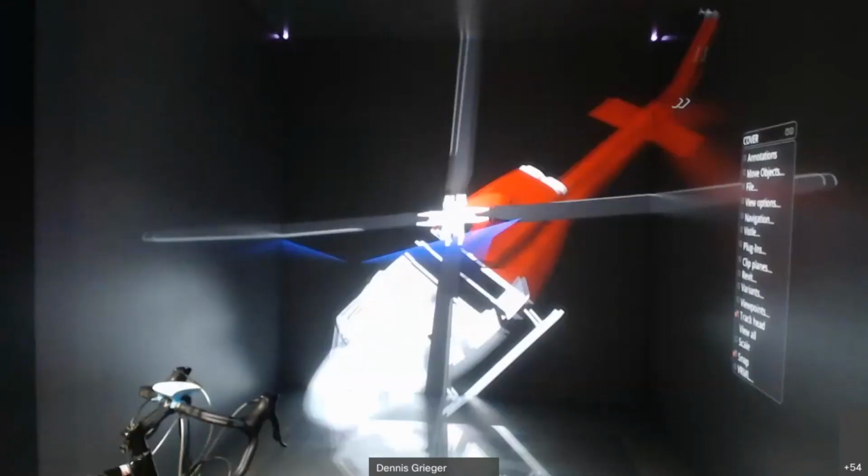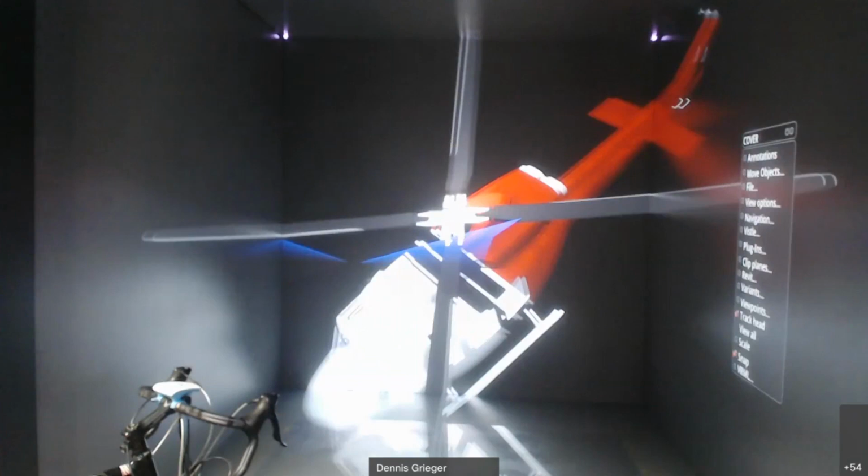So we already loaded in a 3D model of a helicopter. It actually doesn't have anything to do with the simulation. It is just to give a visual indicator on what's going on.